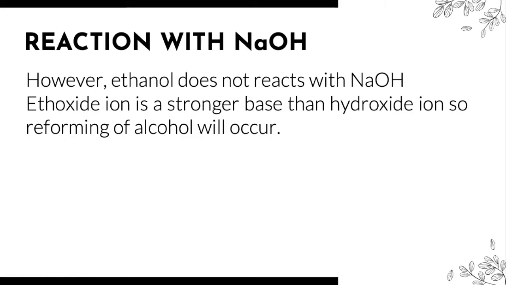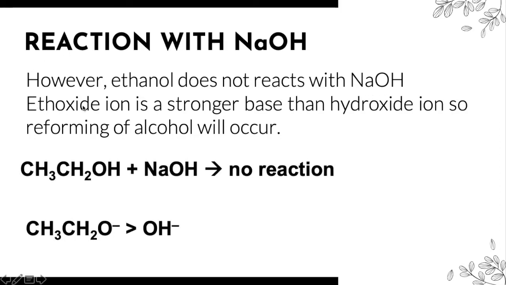However, if we compare phenol and straight chain alcohol with less than 6 carbons, for example ethanol, ethanol does not react with sodium hydroxide because ethoxide ion is a stronger base than hydroxide ion, so reforming of alcohol will occur. So this is ethanol. If we remove the hydrogen, it becomes ethoxide ion, and for this NaOH, it will become OH minus hydroxide ion. So we have ethoxide ion and hydroxide ion. So ethoxide ion is a stronger base than hydroxide ion. So this ethoxide ion will react back with H plus, the acid H plus.